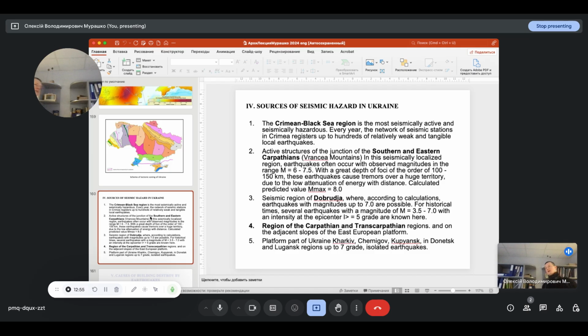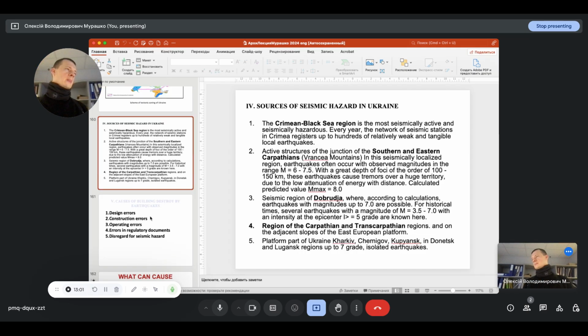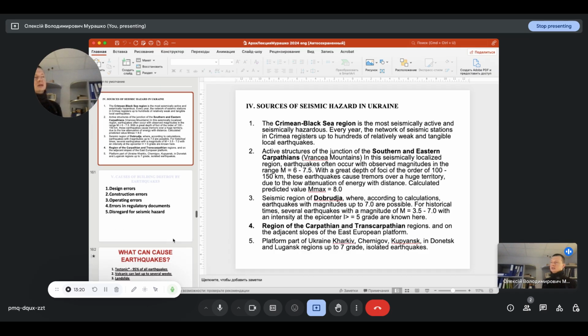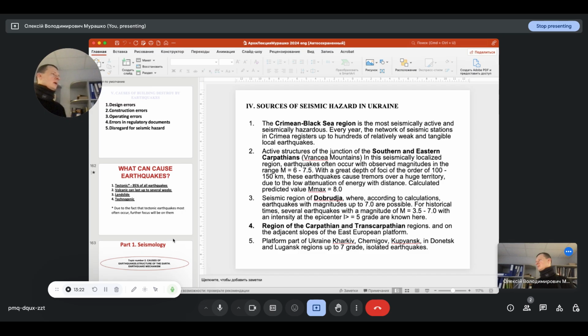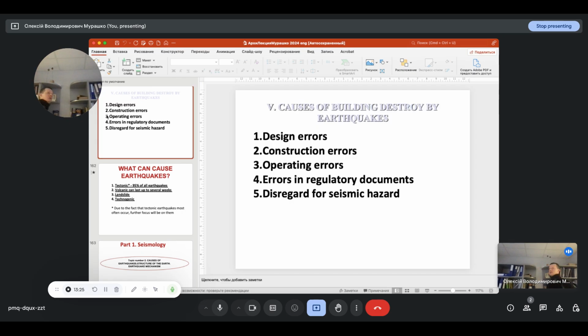By the way, we have 5 sources of seismic impacts in Ukraine, which are located in Crimea, in the Carpathians, in Romanian Dobruja, in the zone Vrancea in Romania, and also we have a part in the Ukrainian platform, as I told, in Crimea, in Donetsk, Lugansk, etc. Also, we will discuss that all buildings are destroyed during the earthquake because of design, construction, operating, and other errors.